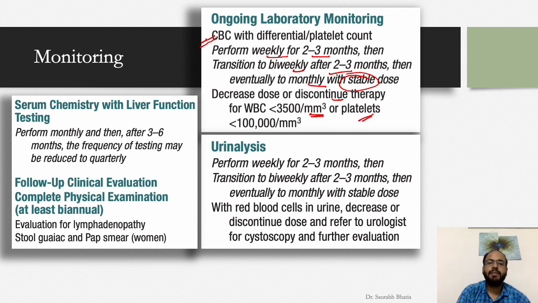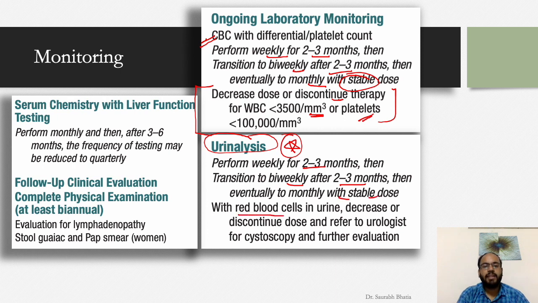So remember that this becomes an important blood parameter to consider stopping the drug, or if that is the only drug which is approved or suitable for the patient, manage on a decreased dose. Urine analysis is an important aspect of monitoring because of increased chances of bladder malignancies and hemorrhagic cystitis and also non-glomerular hematuria. Perform weekly for 2 to 3 months, then transition to bi-weekly after 2 to 3 months, then eventually to monthly with stable dose.